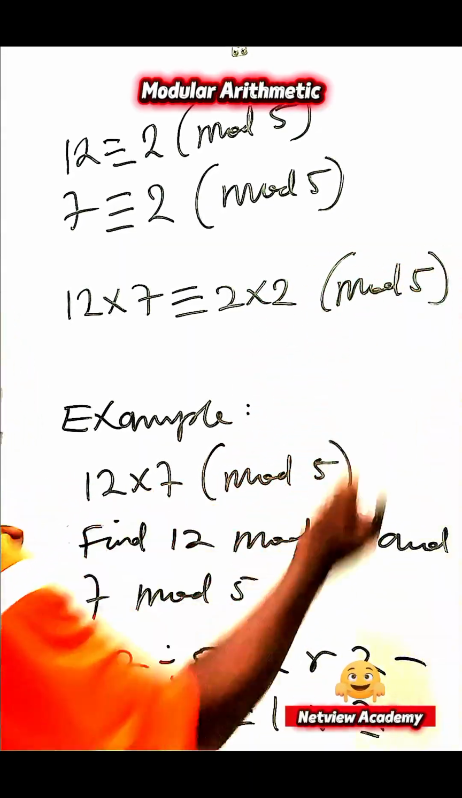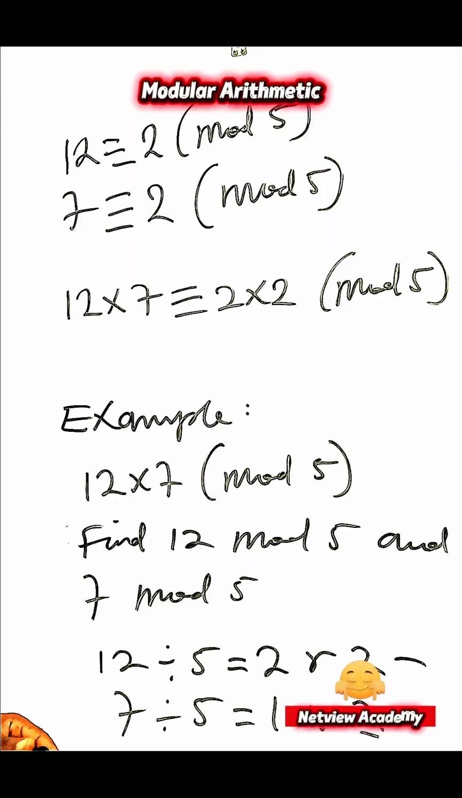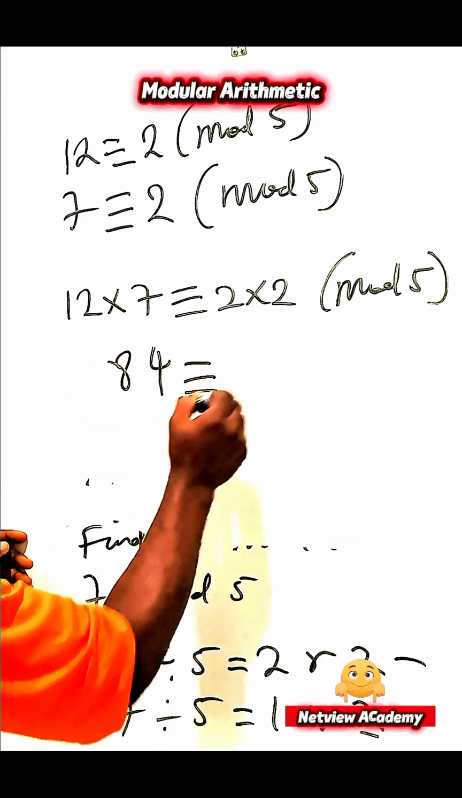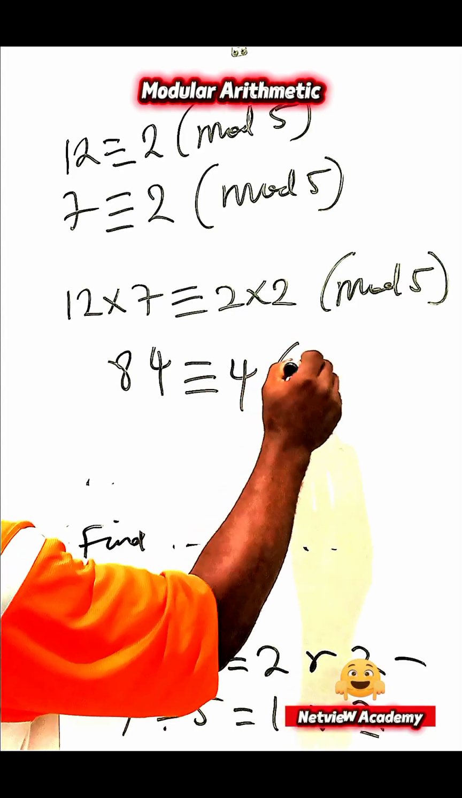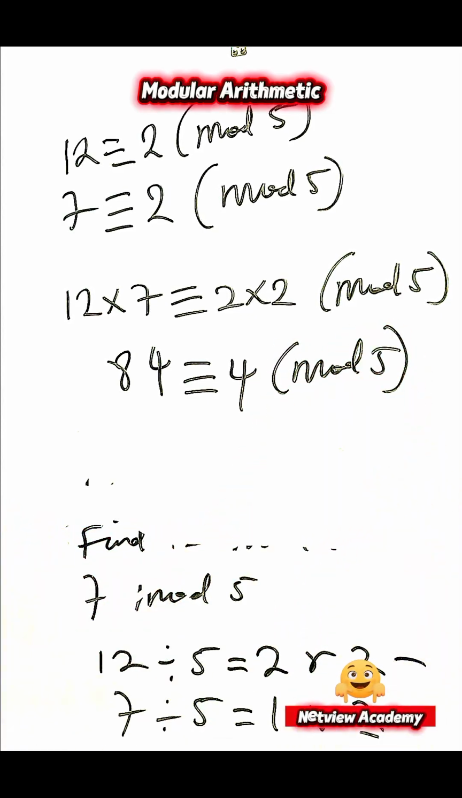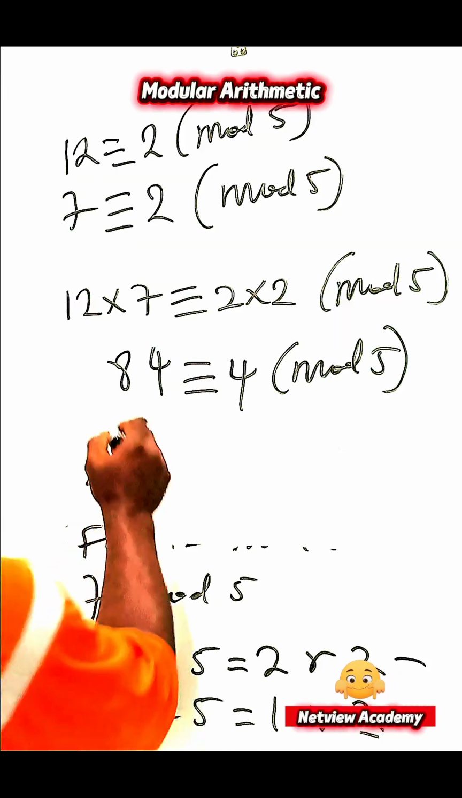So this is how to perform multiplication in modular arithmetic. 84 is congruent to 4 mod 5. So this is the answer.